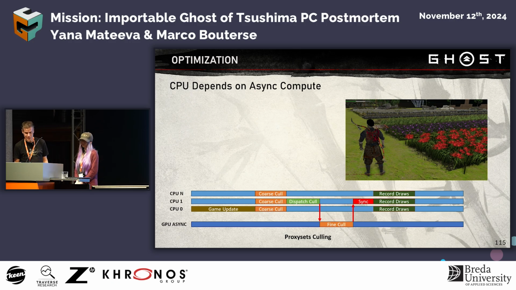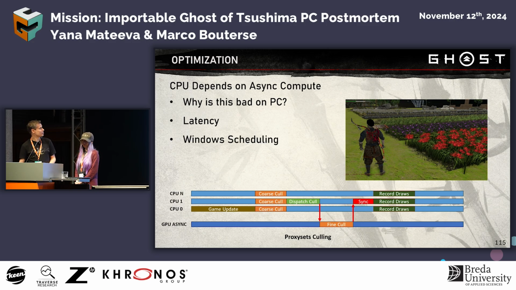Here is the one for the proxy set. It just does an update, does some coarse culling on the CPU, then dispatches an async compute job that does finer culling, and then reads back the result and then spawns the draws for the next frame. Why is this so bad on PC? Well, the latency is much more unreliable on PC because of scheduling. Other programs can be running, so you're just not guaranteed to get your async compute results back that quickly. Also, on older hardware, async compute can be really bad, and this can actually really hurt performance. It must be said that on modern hardware, this is usually fine.